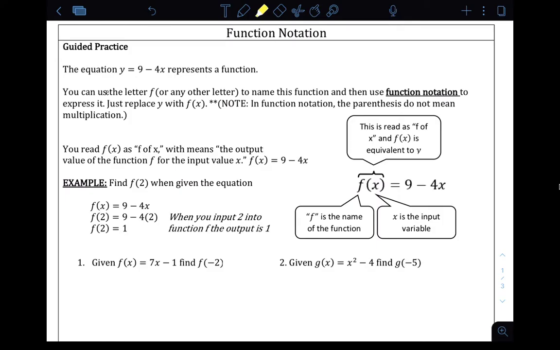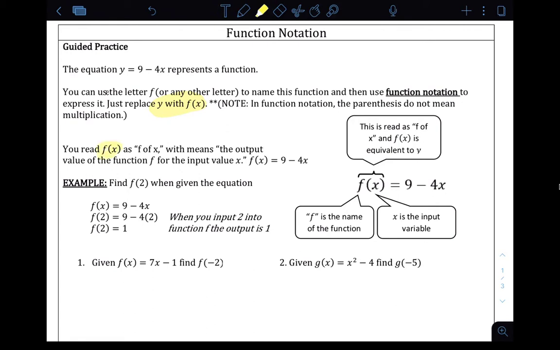In this video, I'm going to be talking about function notation. Function notation is just another way that we can write functions, and it's a way that we can name functions. So, for example, this equation that looks really familiar to us, y equals 9 minus 4x, represents a function. You can use the letter f or any other letter to name this function, and then use function notation to express it.